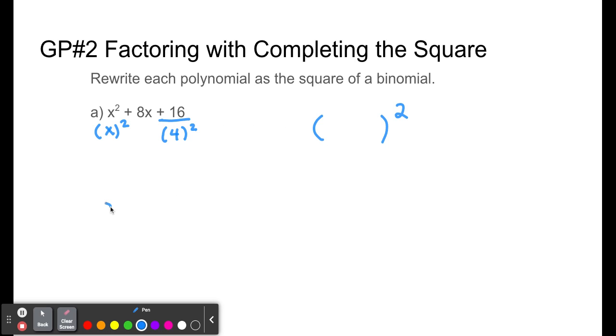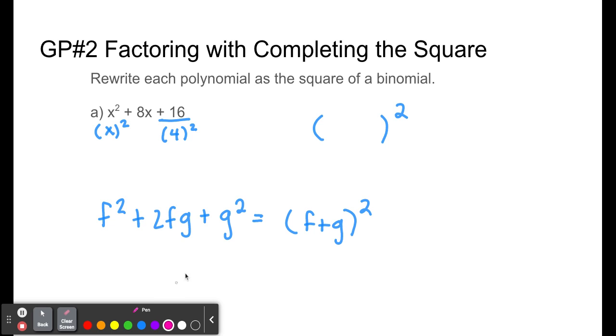So now we know that when we have a perfect square trinomial, f squared plus 2fg plus g squared, this will always factor to give us f plus g squared. So as long as we can still identify that f value and that g value, we can then plug those numbers in to create this binomial squared. So remember, this was the term in place of the f, this was the term in place of the g. So our binomial squared is going to be f, which is x, plus g, which is 4, to the second power. So we have x plus 4 squared.